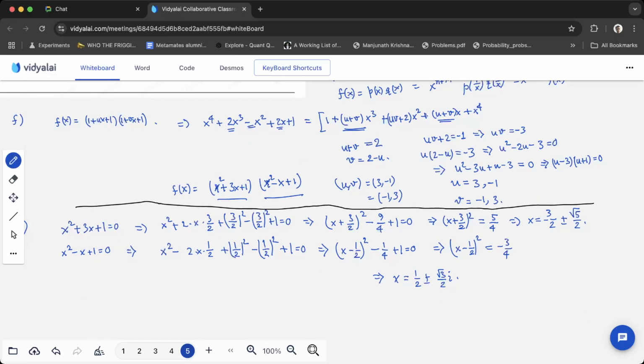So these are the four roots. The purely real roots are these, and the complex roots are 1/2 plus or minus square root 3 by 2 i.